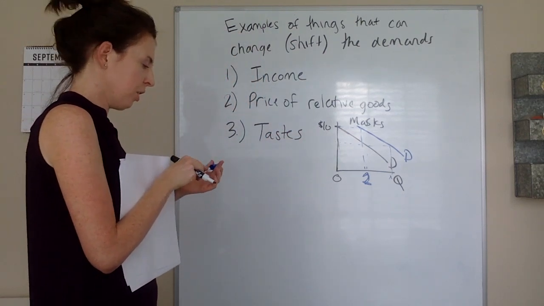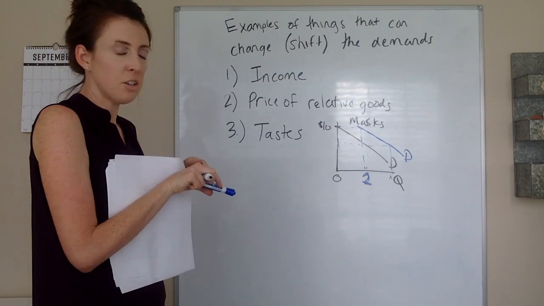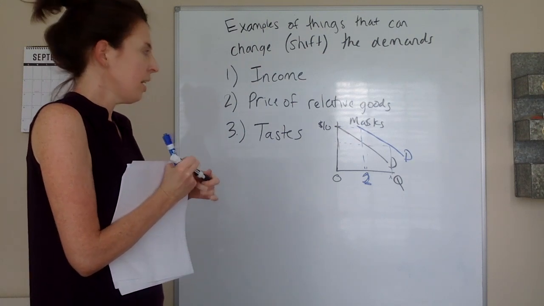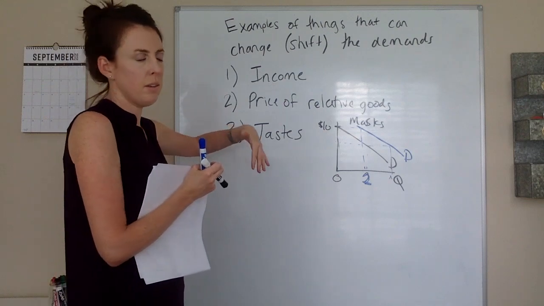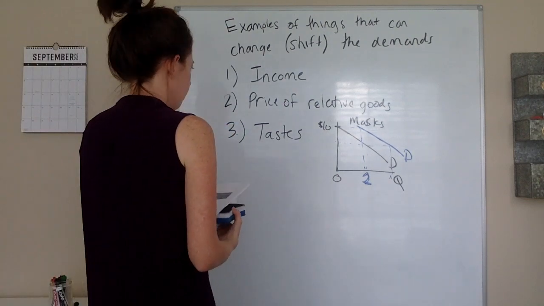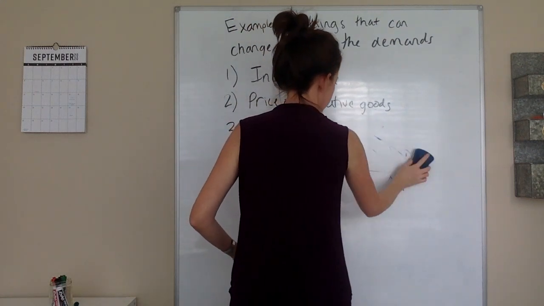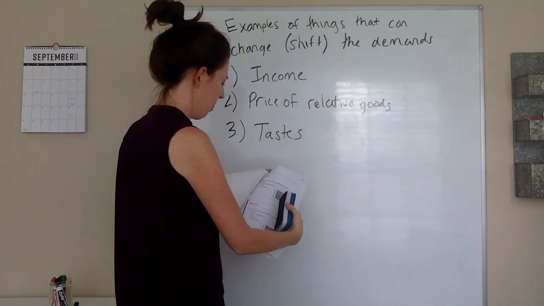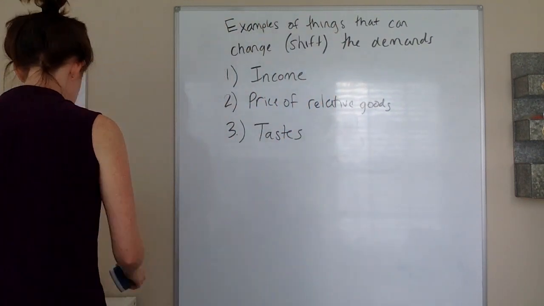And it also works in reverse. So if preferences change such that people dislike something, then the whole demand curve just shifts to the left or shifts back. Okay, thing number 4 that can change the demand curve is expectations.